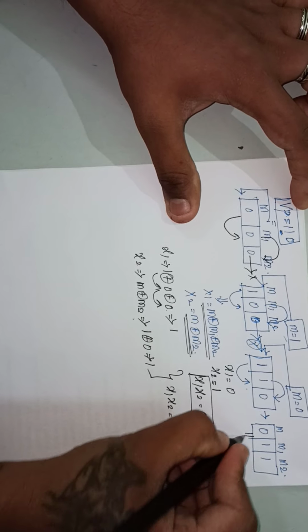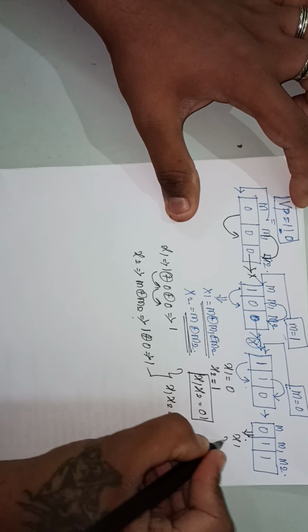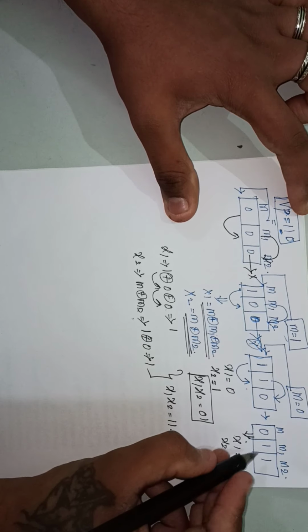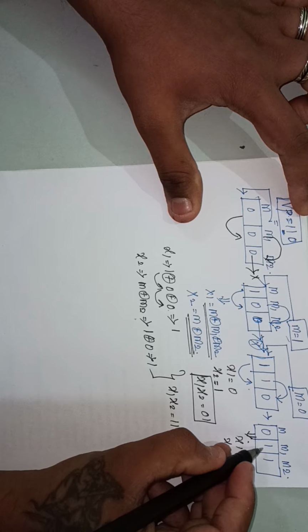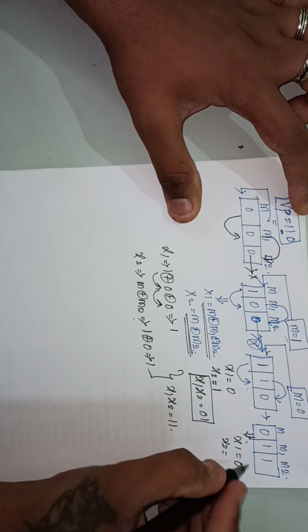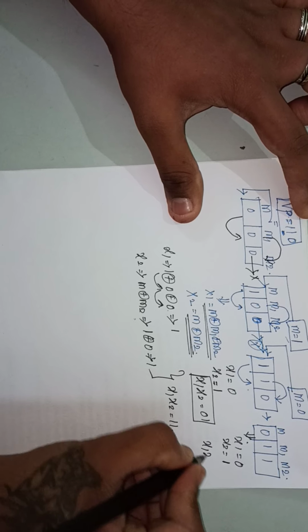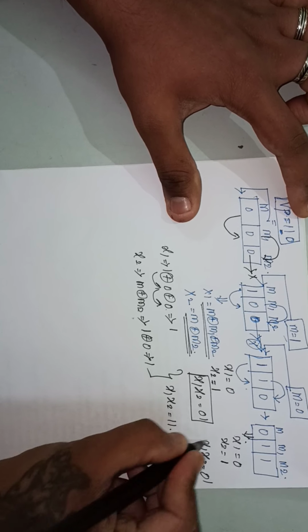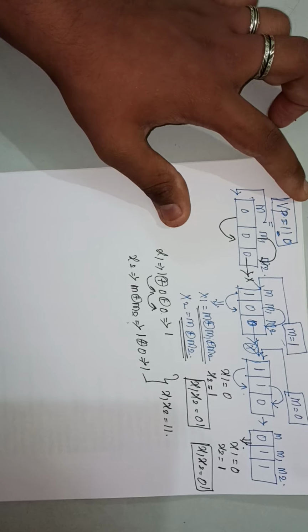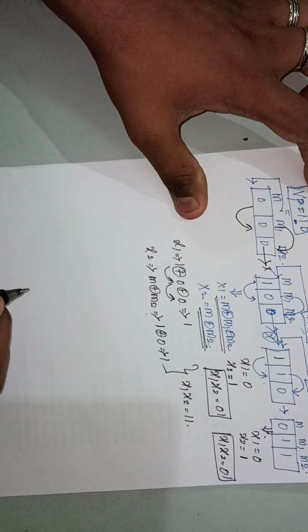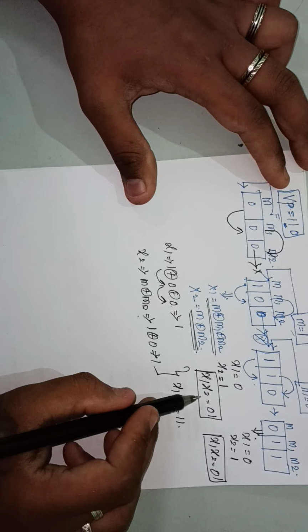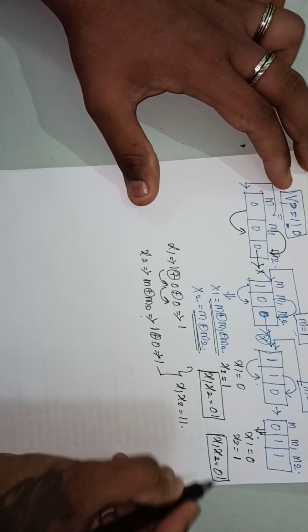And at last I am going to calculate the x1 value and x2 value. What will be the value? 0 xor 1 is 1, 1 xor 1 is 0, and 0 xor 1 will be equal to 1. So the x1 and x2 value will be equal to 0 1 again. This is how we have to calculate the values of x1 and x2 at the particular stage.